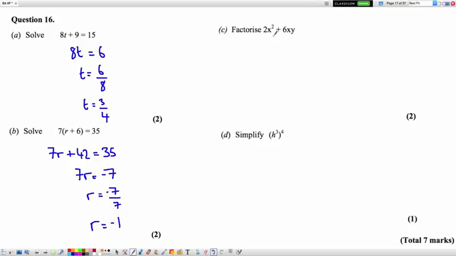Factorising here we have 2 factors. Our numerical factor, which is 2, and here we have x in both terms, so x is also a factor. So outside the bracket 2 and x, inside the bracket here we have x plus 3y, close bracket. To simplify, when we have an index and a power and another power outside the brackets, we multiply our 2 powers. So we have h to the power 12.